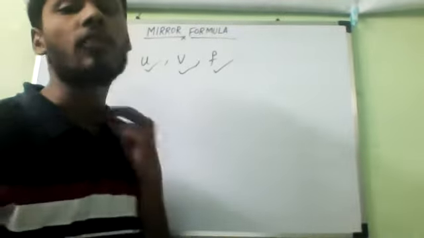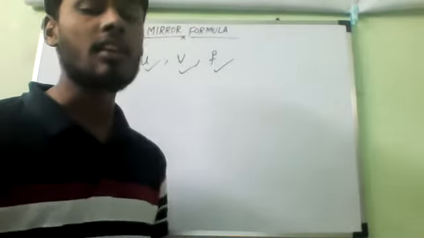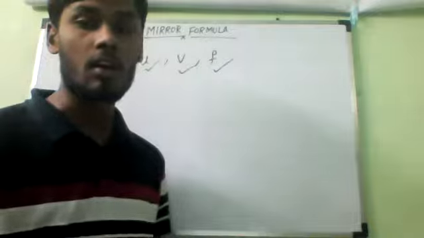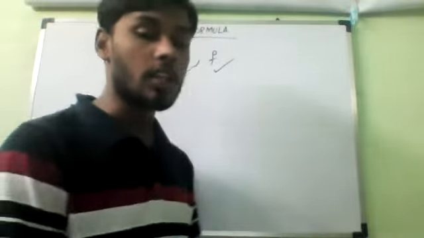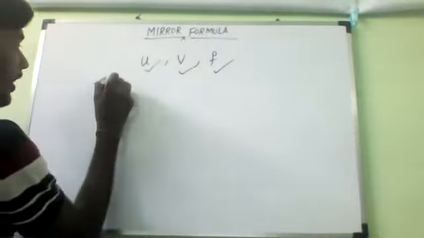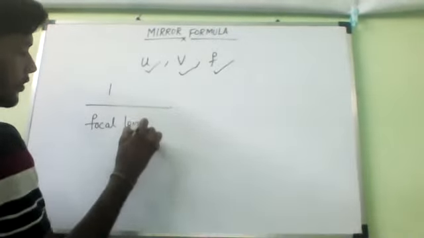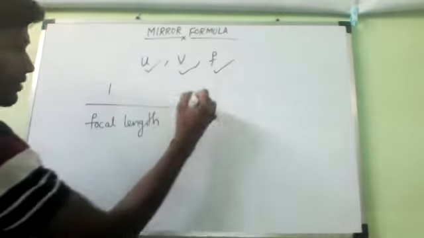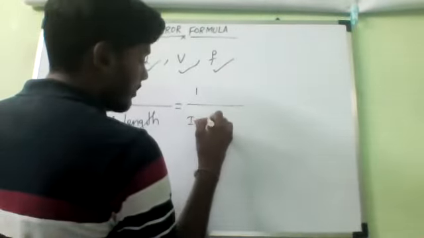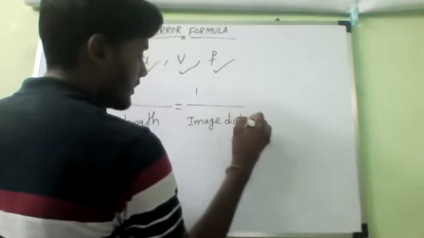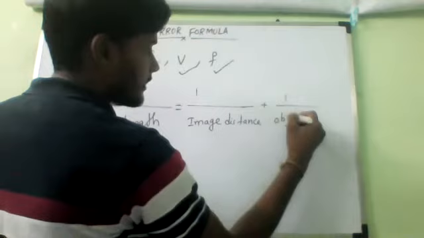So what is the mirror formula? There is a relationship between the object distance, image distance, and focal length of a spherical mirror. That relationship is called the mirror formula. The mirror formula says that 1 by focal length equals 1 by image distance plus 1 by object distance, that is, 1/f = 1/v + 1/u.